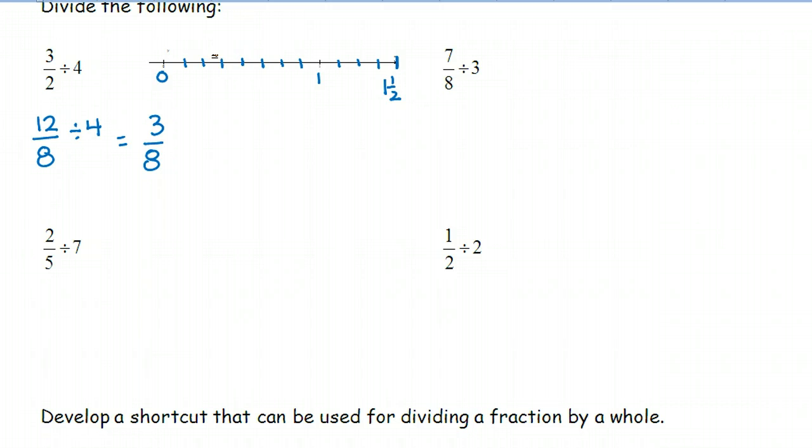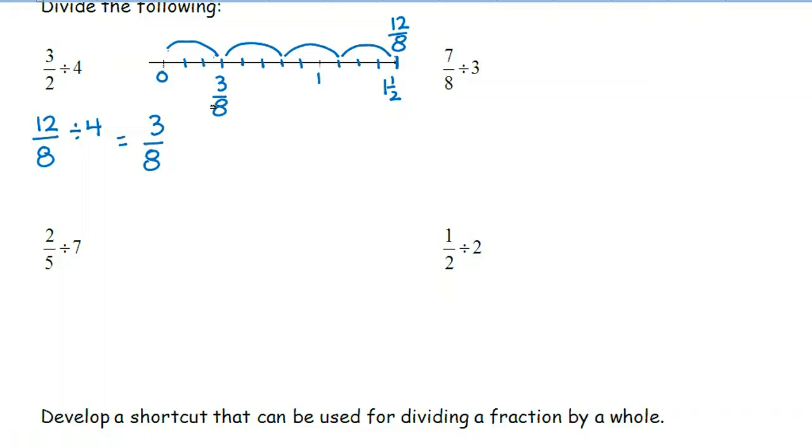And we have 1, 2, 3, 4, 5, 6, 7, 8, 9, 10, 11, 12/8, which is actually the same fraction as what we have down here. And we have these 12 pieces, and we're going to divide them into 4 equal sections. Here's 1, 2, 3, 4 equal sections. And this section is 1, 2, 3/8, which gives us our answer.